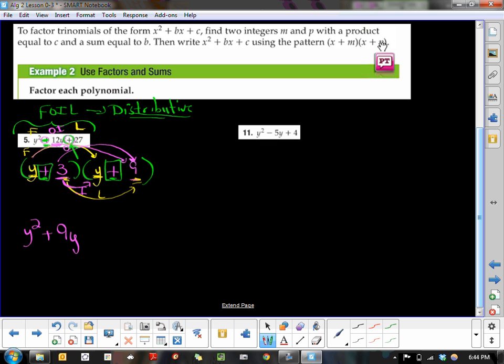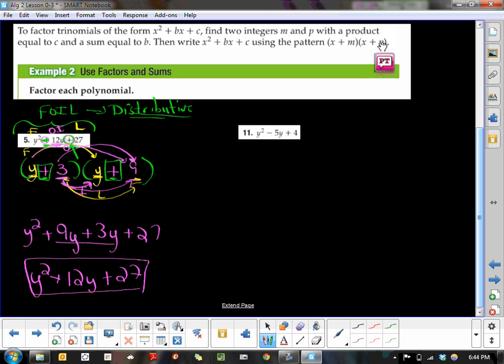If I do the innermost two, that's 3 times y, or 3y. If I do the last terms of my factorization, it's 3 times 9, which is a positive 27. Our like terms, 9 and 3, are collected into 12y, and that's how I know I have the correct factorization. I recheck it with the distributive property. So there's the first go around of factoring a trinomial into binomials.